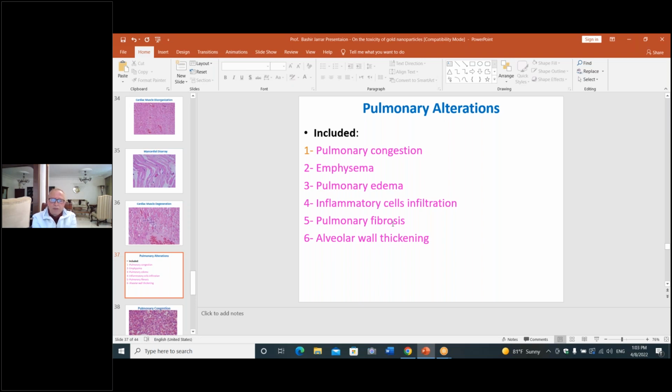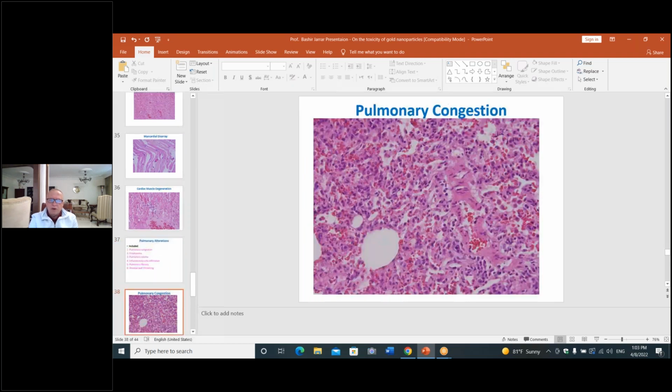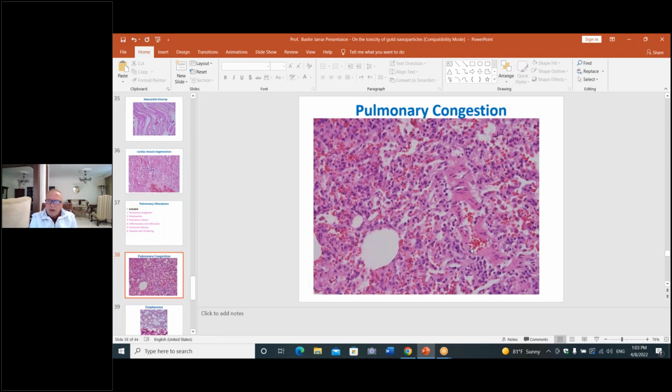And also we noticed that in the lung of the treated rats, there was an alveolar wall thickening. I'll show you on the slide to be more clear. So here we have congestion. You see, these are blood capillaries. It's highly congested, this lung, and this will impair partially or totally the exchange of gases.